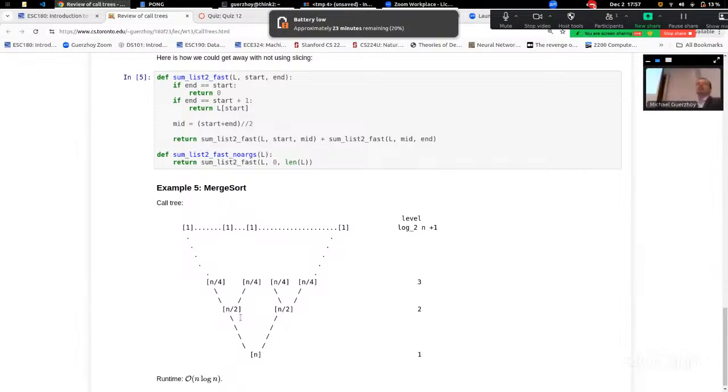But we can still use the levels trick. So we can say, on the whole, this level takes time that's proportional to n. And on the whole, this level takes time that's proportional to n over 2 plus n over 2, so also n. And on the whole, this takes time that's proportional to n over 4 plus n over 4 plus n over 4 plus n over 4, so also proportional to n. How many levels? Log base 2 of n. So that is how merge sort is all of n log n.